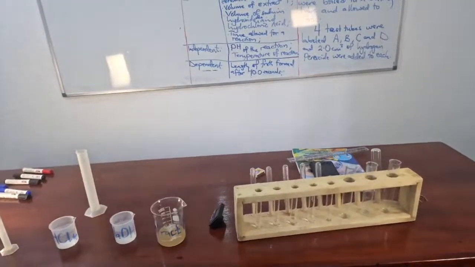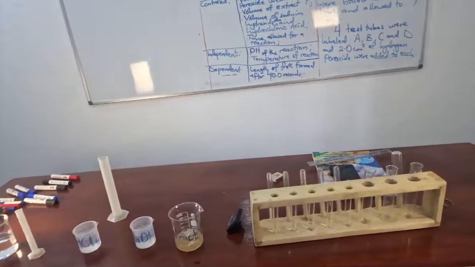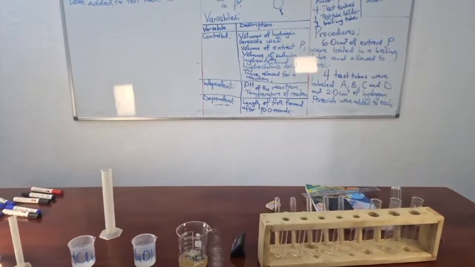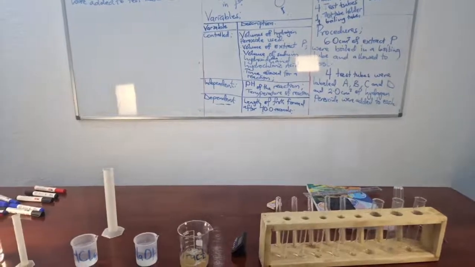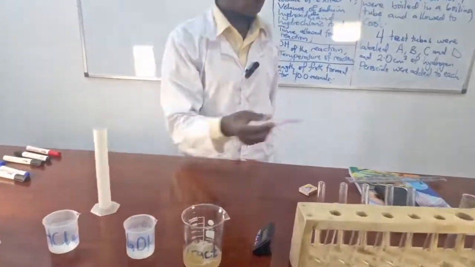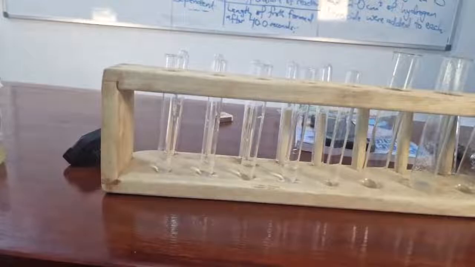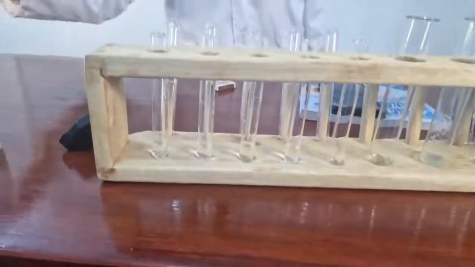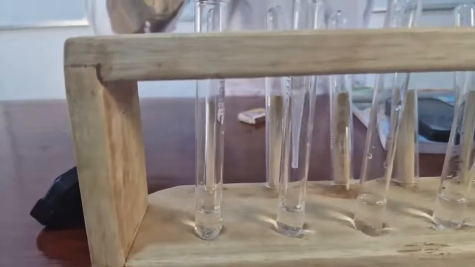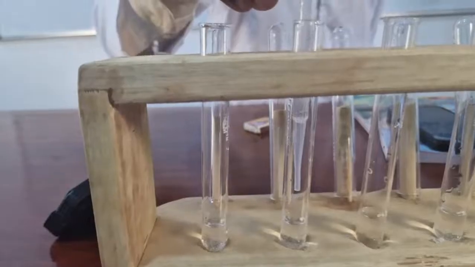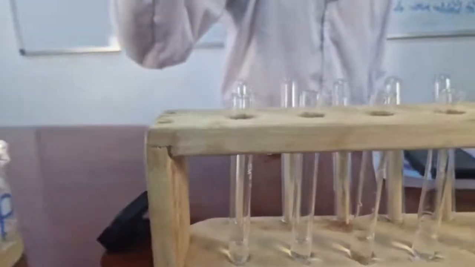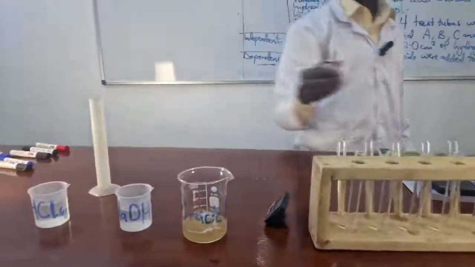Let me get a clean one. So in test tube B, this is my B, I will as well add 4 drops. 1, 2, 3, 4. I'm now providing pH.